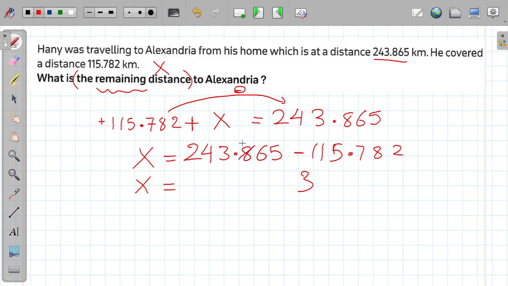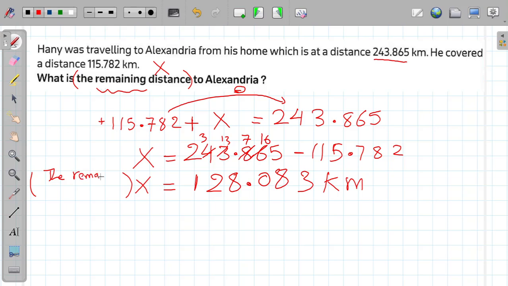so I will borrow from 8 becomes 7 and 6 becomes 16. 16 minus 8 equals 8 and 7 minus 7 equals 0, and I will write the decimal point. Then I have 3 minus 5 it can't be, so I will borrow from 4 becomes 3 and 3 becomes 13. 13 minus 5 equals 8 and 3 minus 1 equals 2 and 2 minus 1 equals 1, so the remaining distance equals 128.083 kilometers. Okay, so x is the remaining distance.